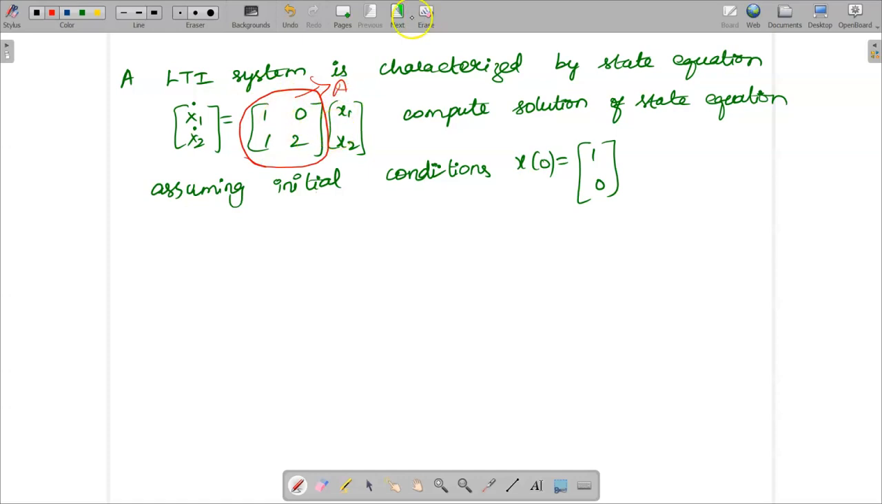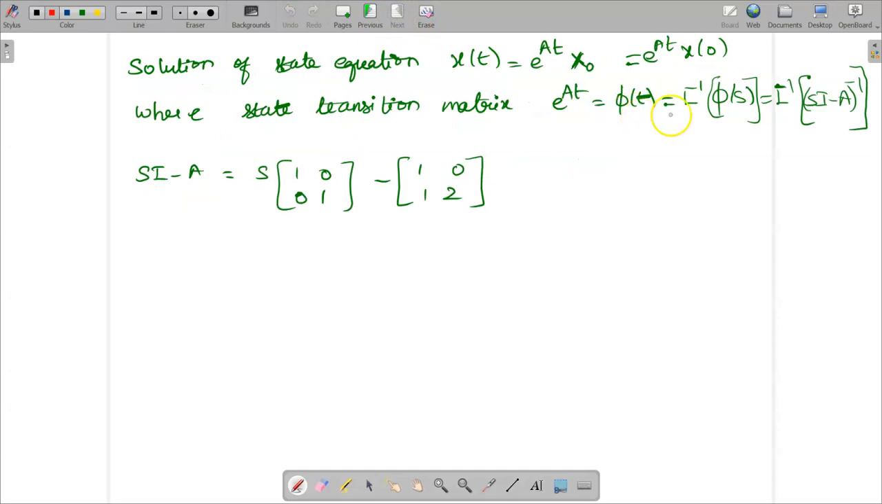So using that we can first find out sI minus A, then find (sI minus A) the whole inverse, and then take the inverse Laplace transform to find e power At. Using e power At and the initial condition x naught, we can find out the solution of the state equation. Since the given matrix A is [1 0; 1 2].